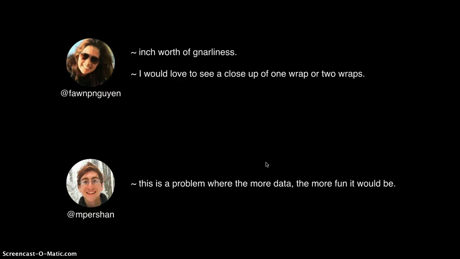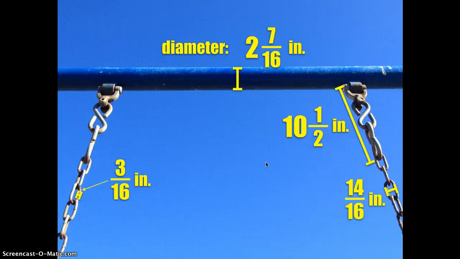Michael said this is a problem where the more data, the more fun it would be. And who knows, maybe Michael's weird like that. Maybe you don't want all that data. But if you did get all that data, what would be an easy thing to tell your kids to do? Round. You had tons of fractions in there with all those messy measurements. I'm hoping that we're going to talk about rounding here because it's going to get messy.